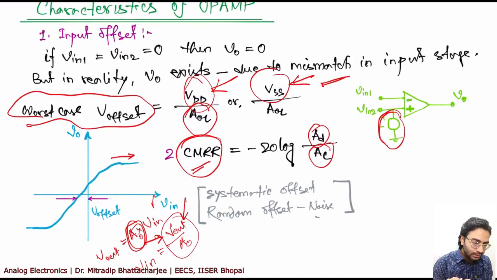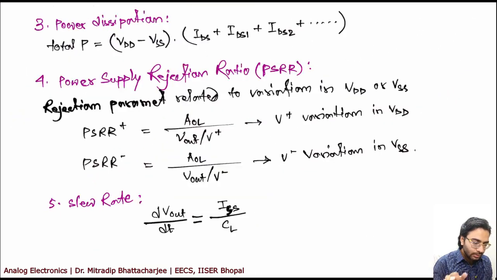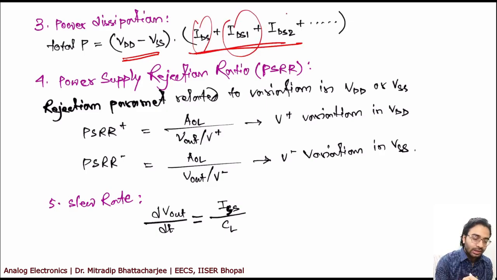Apart from this, we also have power dissipation. Now power dissipation is also a very important factor. It depends on the total voltage times the currents flowing through the circuit. These are all parallel currents, IDS1, IDS2.